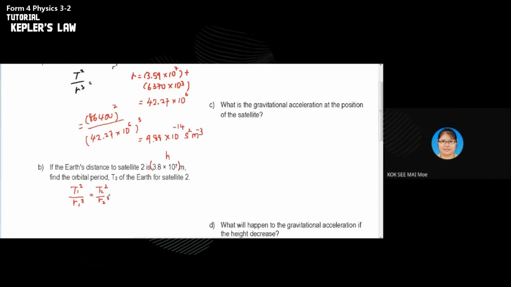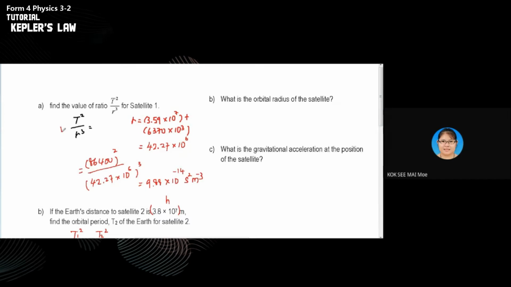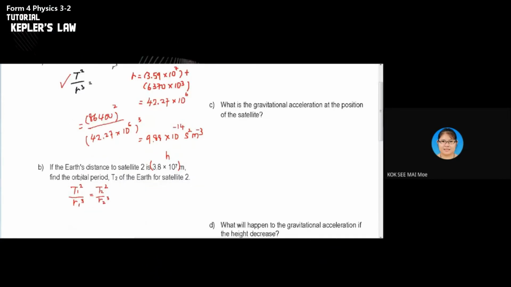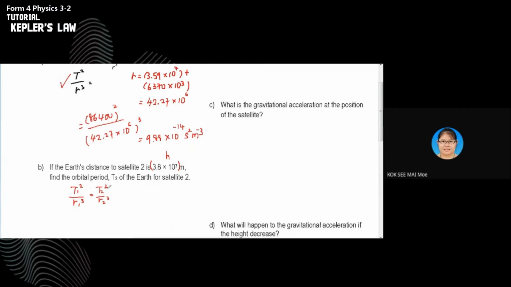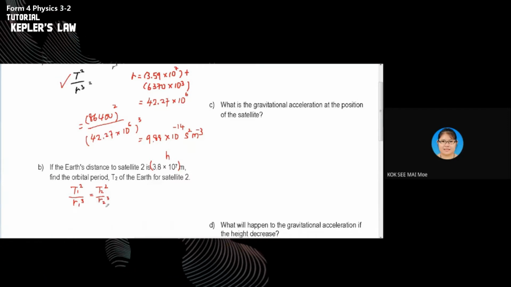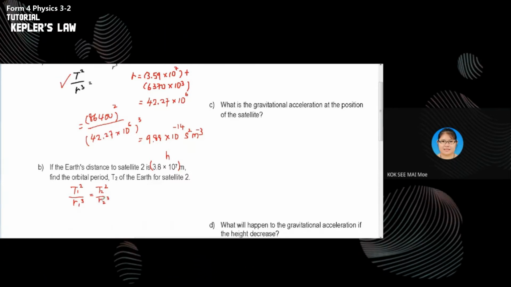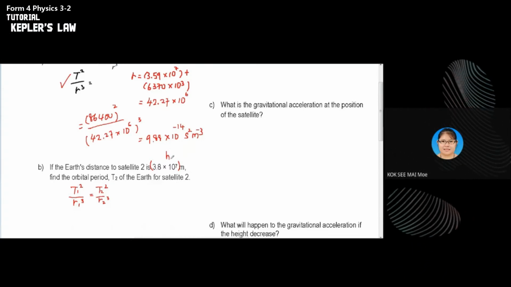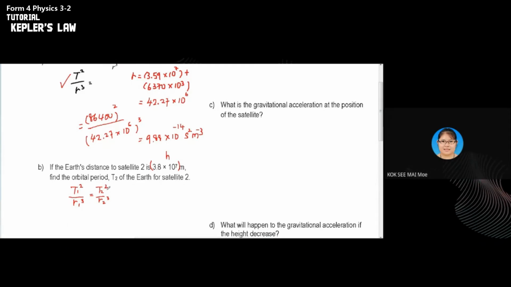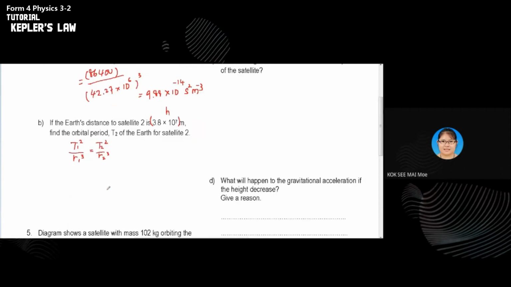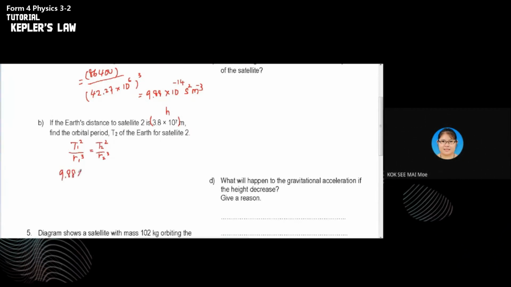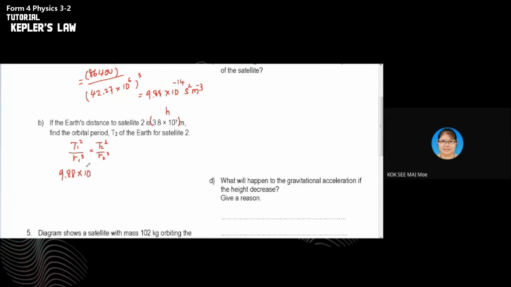Just now we found the first satellite already, so I can apply this answer to this part. Now you are on the second satellite, so R2 you know already: the radius of the second satellite is H plus the radius of the Earth. Then you need to find T2 now. So you apply your answer just now, 9.88. Make sure this answer is correct. If this answer is wrong, then everything is also wrong.